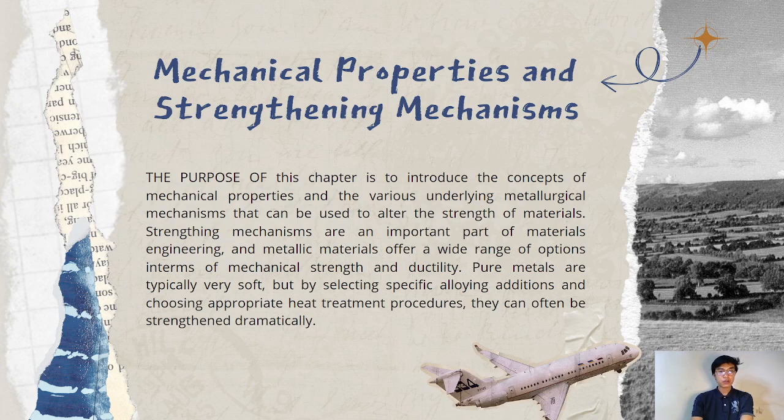The purpose of this chapter is to introduce the concept of mechanical properties and the various underlying metallurgical mechanisms that can be used to alter the strength of materials. Strengthening mechanisms are an important part of materials engineering. A metallic material offers a wide range of options in terms of mechanical strength and ductility. Pure metals are typically very soft, but by selecting specific alloying additions and using appropriate heat treatment procedures, they can often be strengthened dramatically.